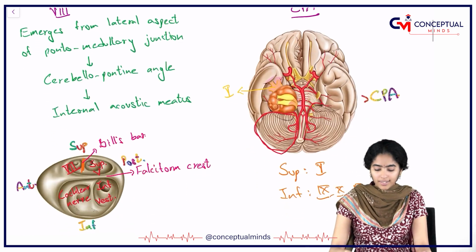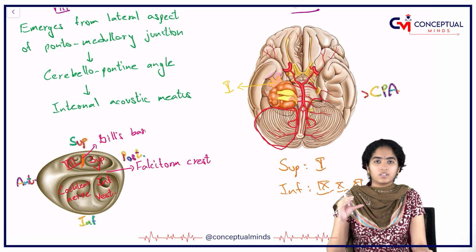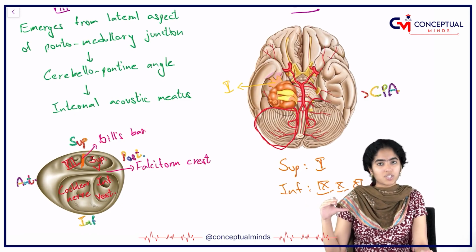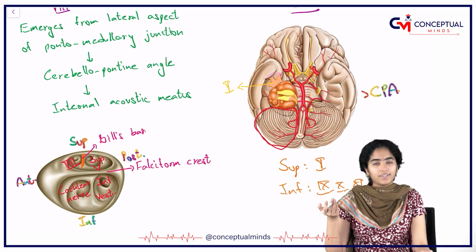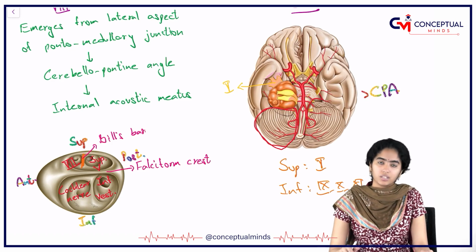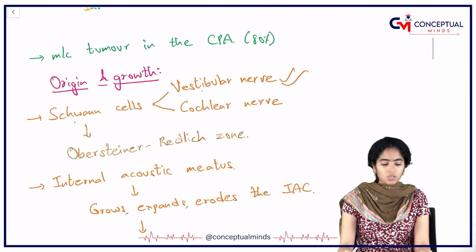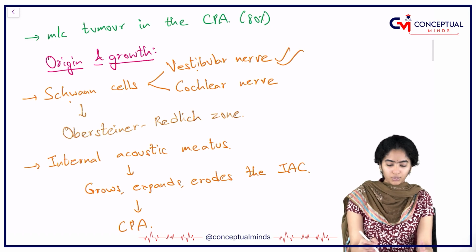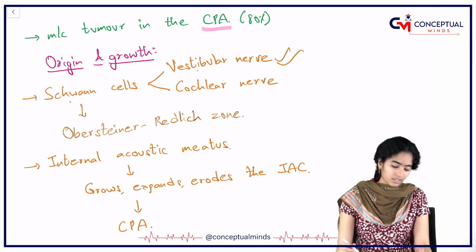Coming to the cerebellopontine angle, it's a shallow triangular depression between the cerebellum and pons, but that's important because vital structures are passing in that area. Superiorly, we have the trigeminal nerve, and inferiorly, we have the 9th, 10th and 11th cranial nerves. So acoustic neuroma is the most common tumor in the cerebellopontine angle.